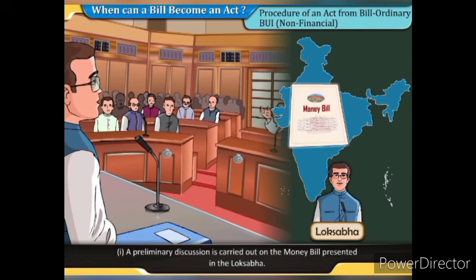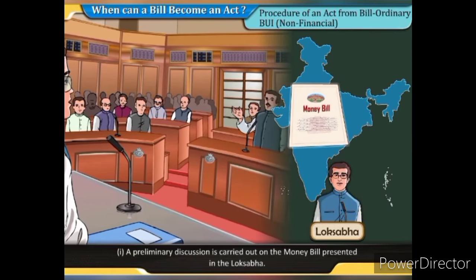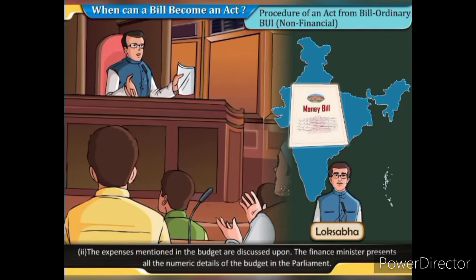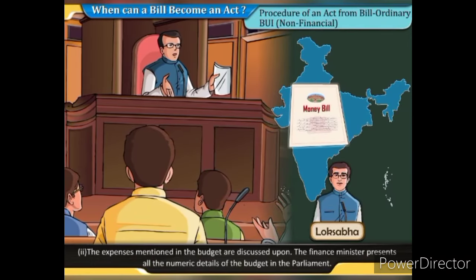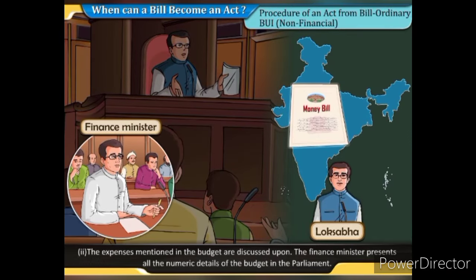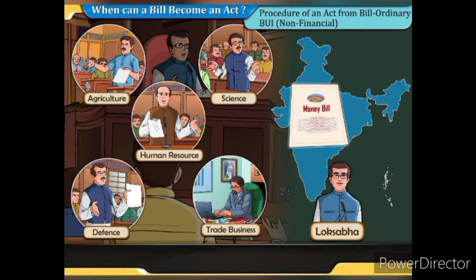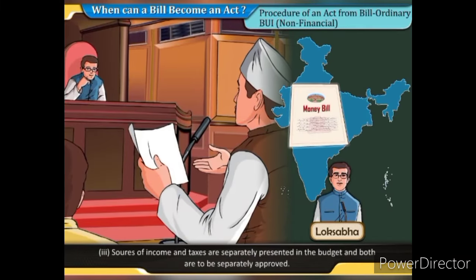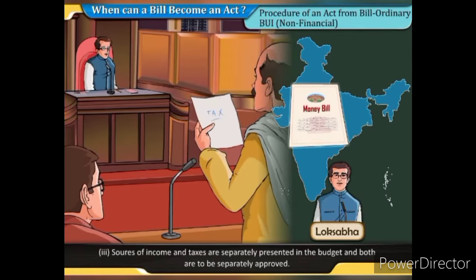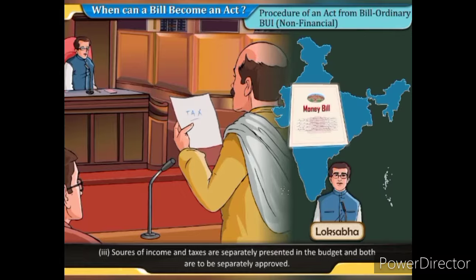A preliminary discussion is carried out on the money bill presented in the Lok Sabha. The expenses mentioned in the budget are discussed. The Finance Minister presents all the numeric details of the budget in the Parliament. All the ministers, like Agriculture, Science, Defence, Trade, Business and Human Resource Department, etc., put forth their demands in front of the Lok Sabha, and then the voting is carried out to get permission of demands. Sources of income and taxes are separately presented in the budget, and both are to be separately approved.